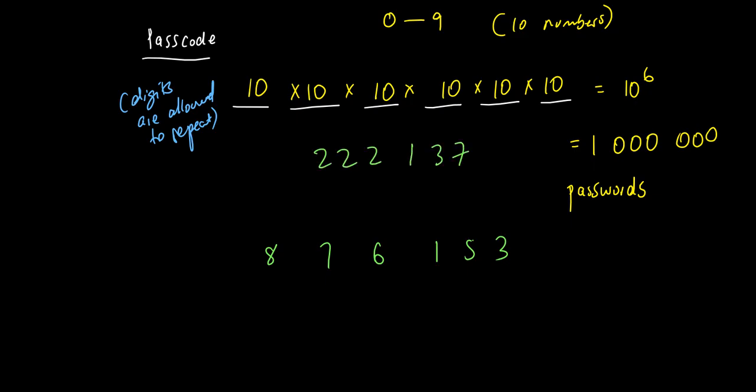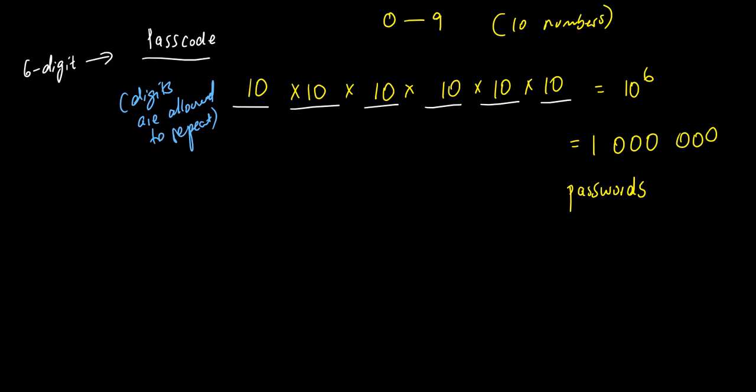222137 or 222222, because the numbers are allowed to repeat. So all of these are part of the 1 million, okay? But then what if the numbers are not allowed to repeat? Well, you must remember, you want to make a 6-digit password, 6-digit passcode. So you have to have 6 spaces.